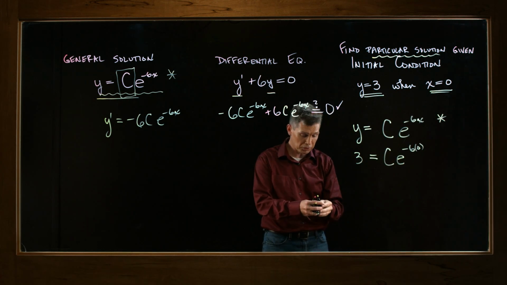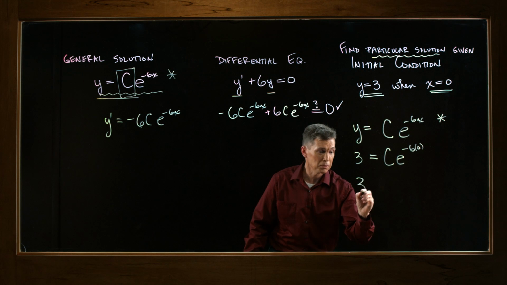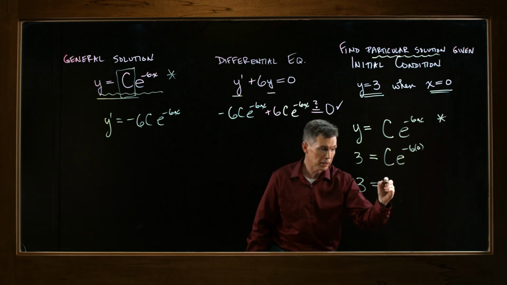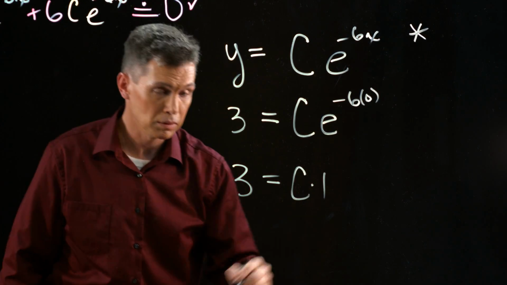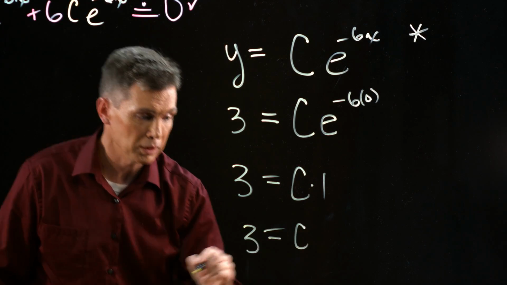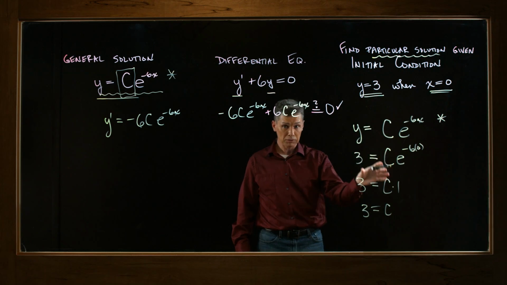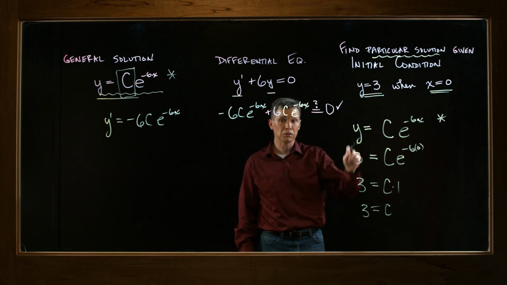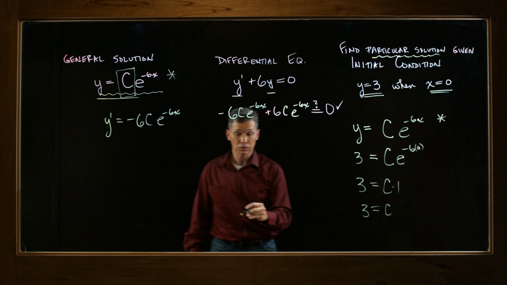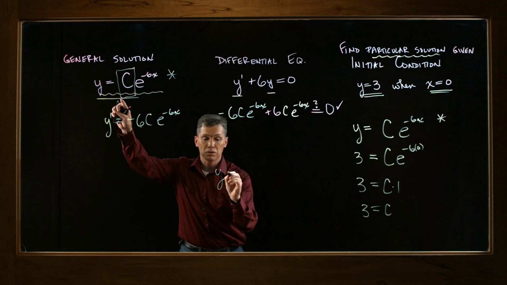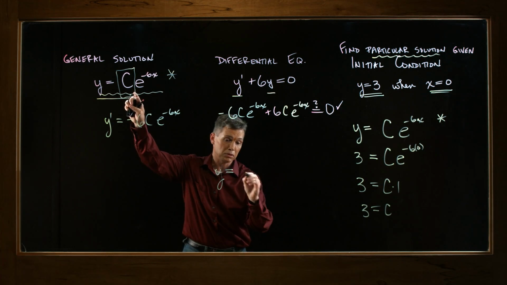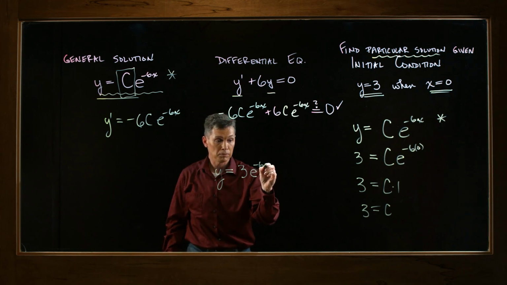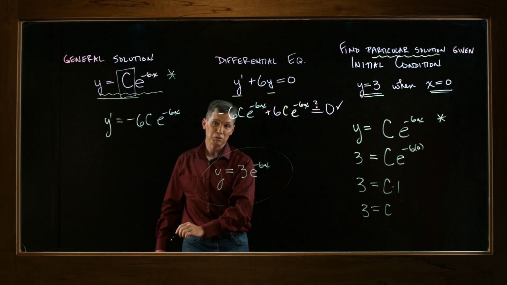And I'll solve for c, which isn't going to take too many steps. e raised to the minus 6 times 0, that's 0, and e to the 0 power is 1. So we get c equals 3. Now that's us determining that the value of 3 is the correct value for c in order to satisfy this initial condition. So my final answer is this equation, y equals, but with a specific value of 3 in for c, and everything else stays the same. That's what I'd call my final answer.